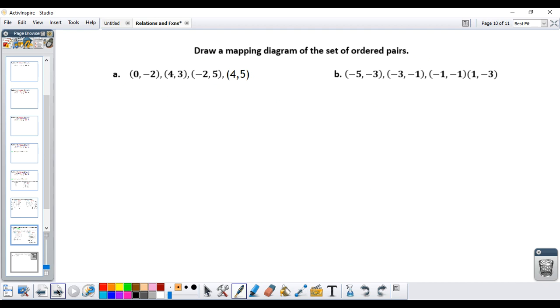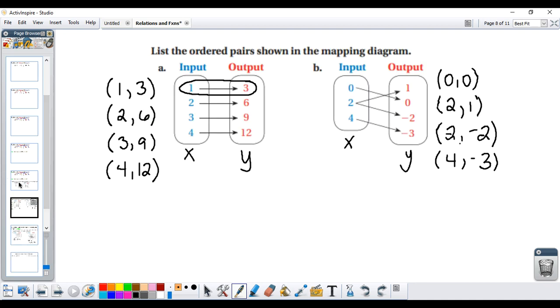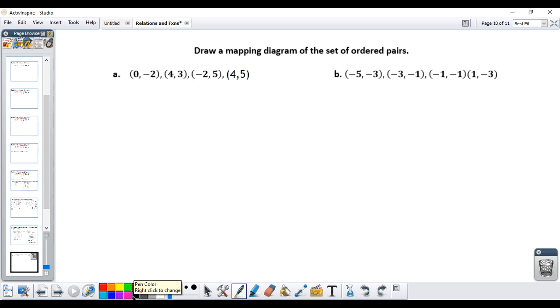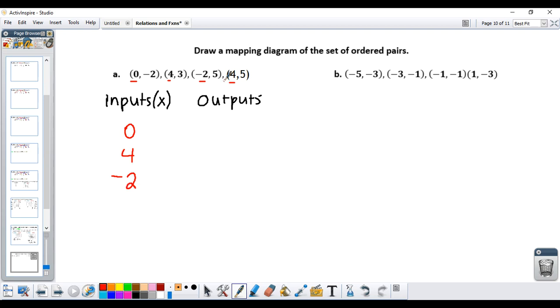Now let's try to make a mapping diagram on our own. So again, if I look at my mapping diagrams from the previous examples, we have inputs on the left and then outputs on the right. So I'm going to go ahead and list my inputs, which are the x's, and then my outputs next to it. My inputs are all of the x values, so I have 0, 4, -2, and I have another 4 here, but I've already written it once, so I'm not going to rewrite it again.